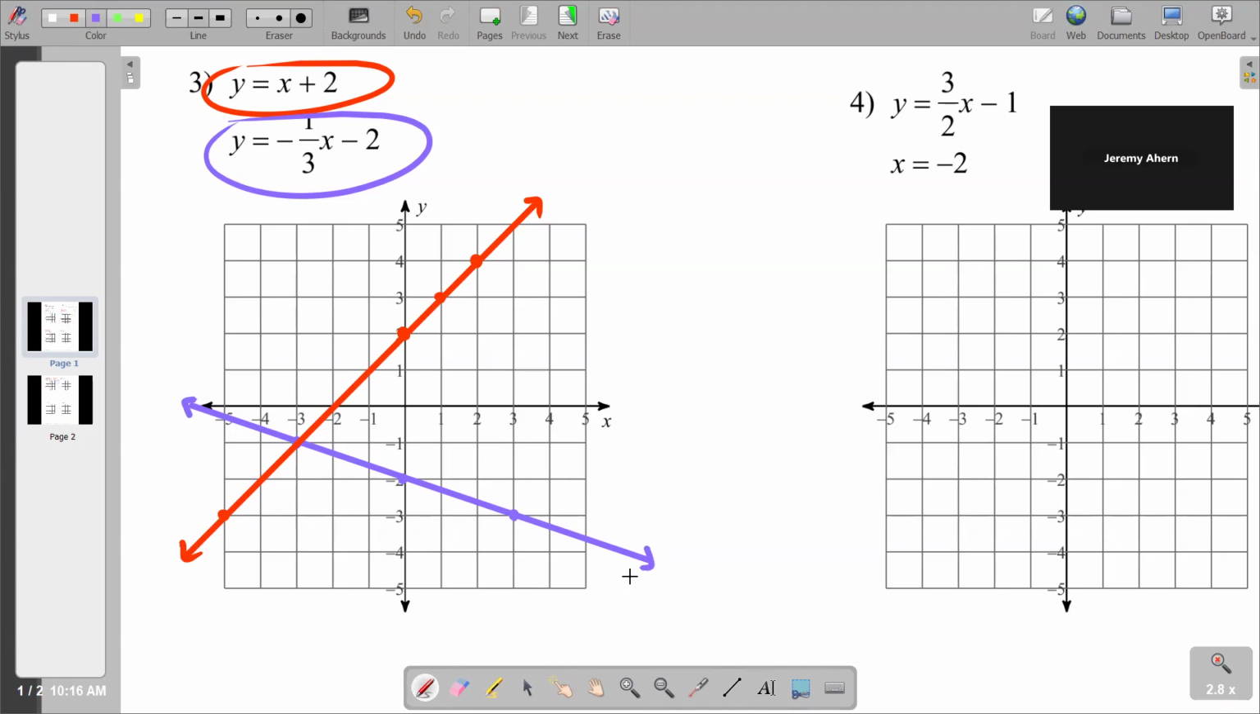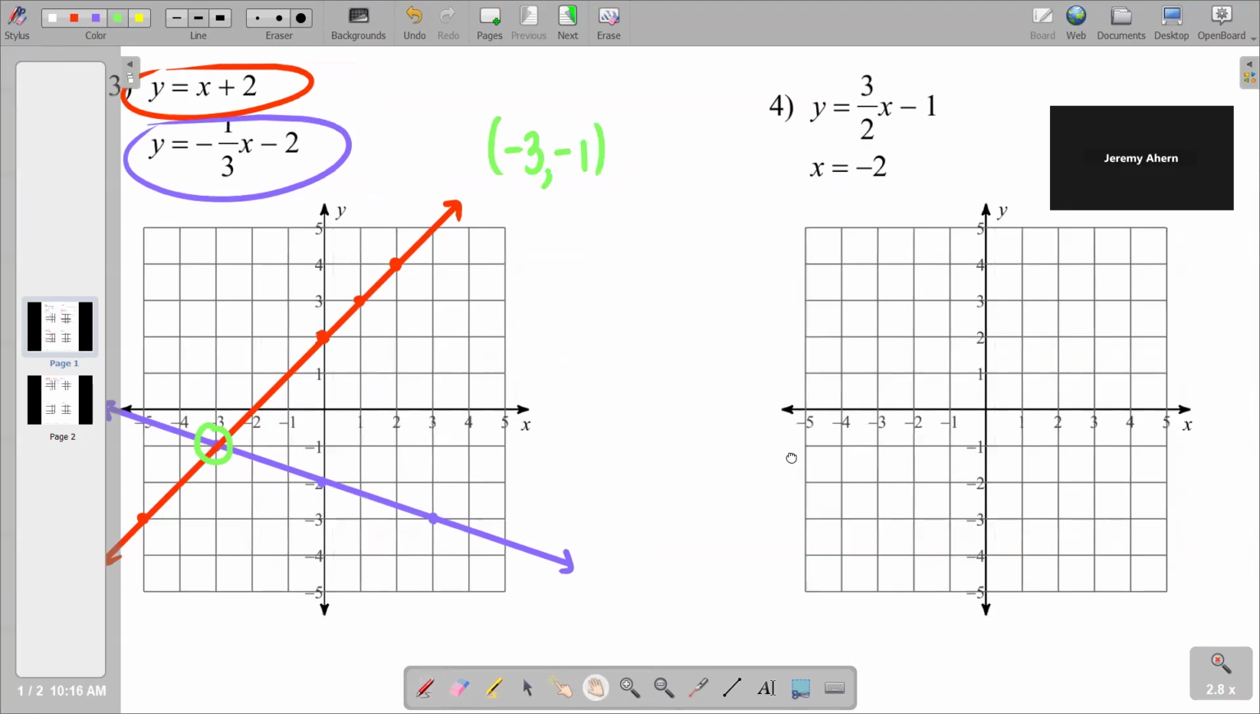And then what are we looking for? What's the end game here? Where they cross, which I think is pretty clearly right there where I circled in green. What is the name of that point? -3, -1. So our answer is -3, -1, right? That's what we're doing here, is we're finding the crossing point of two lines. Let's head across over to number 4.